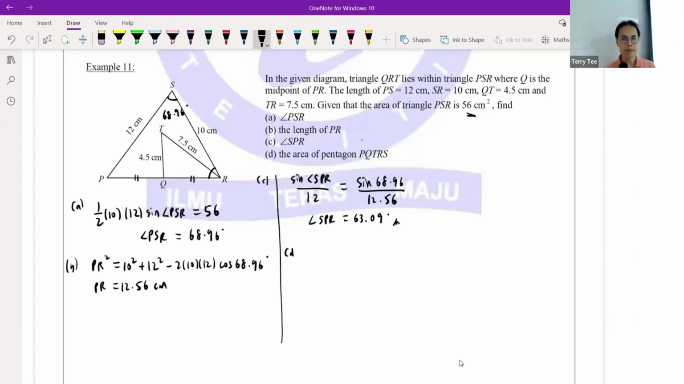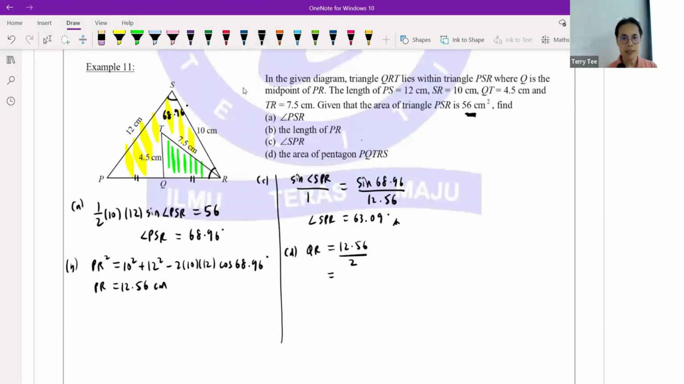Lastly, to find area of pentagon. A pentagon is this one, the shaded pentagon, PQTRS. So basically, you take the big triangle minus the small triangle. The big triangle, we already know the area is 56. But I do not know the small triangle here. But we can find them. We find QR first. QR is your PR divided by 2. Oh, sine SPR divided by 10.